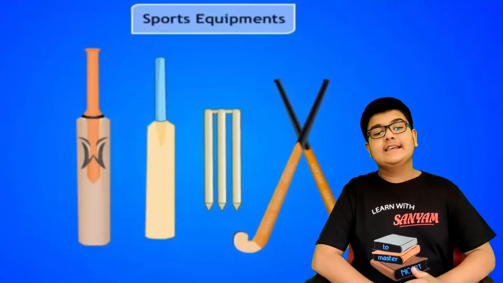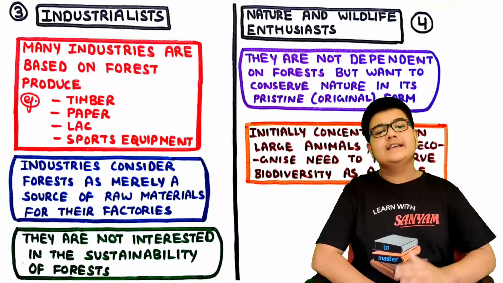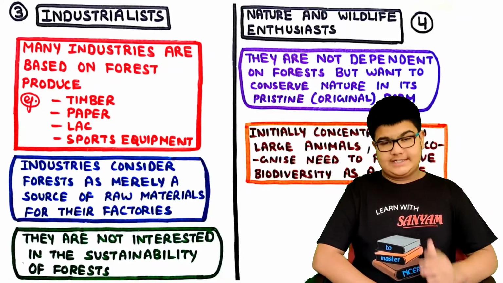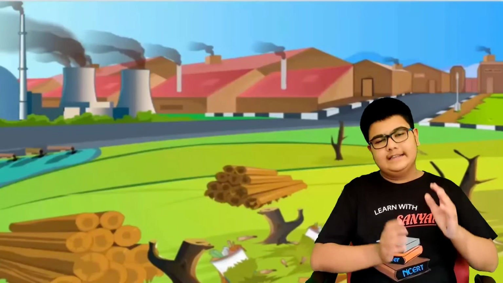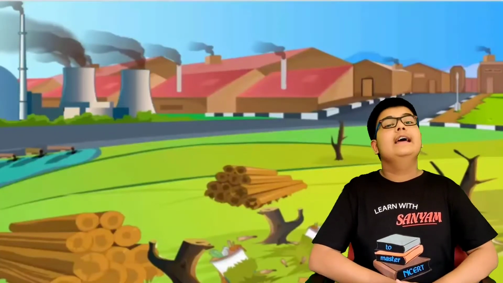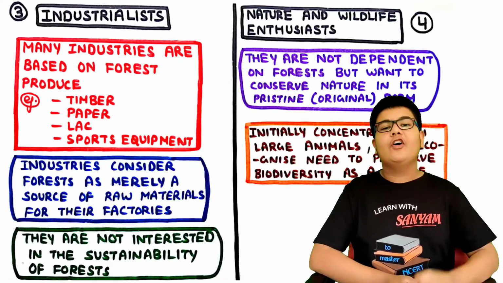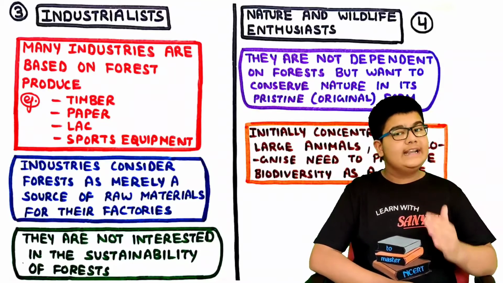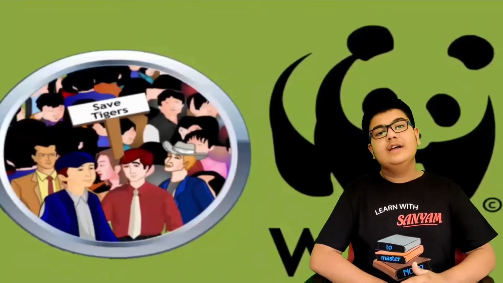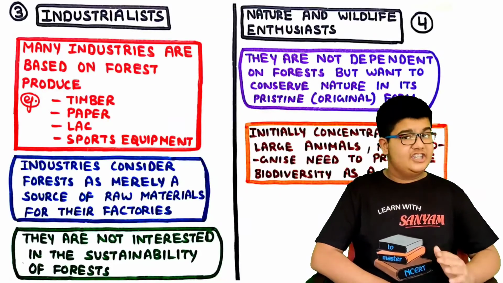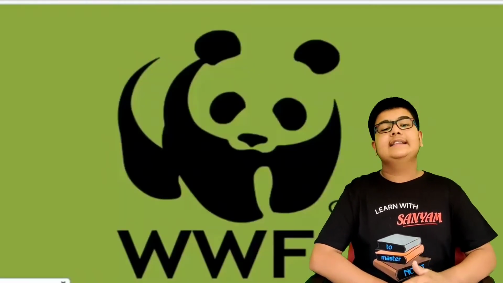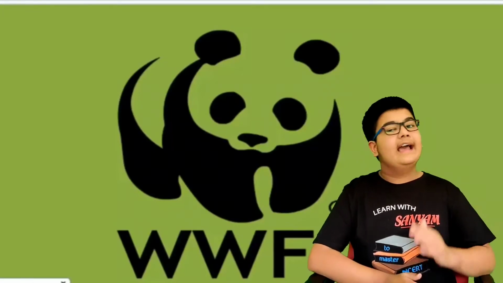Third, industrialists. So many industries are based on forest produce, such as timber, paper, lac, sports equipment. Industries consider forests as merely a source of raw materials for their factories. They are not interested in the sustainability of forests. So for industrialists, they consider forests as only for profit and they don't want to conserve forests. And the people who are fighting for the conservation of forests are the nature and wildlife enthusiasts. They are not dependent on forests but want to conserve nature in its original form. Initially, they concentrated on the large animals, but now they recognize that they have to preserve biodiversity as a whole.